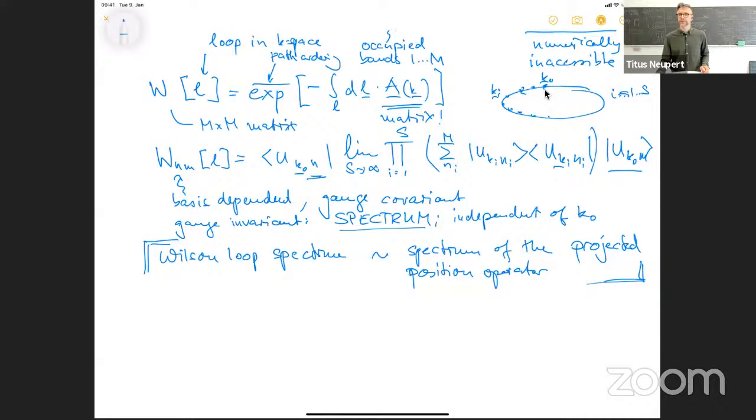The gauge invariant quantity is the integral along a particular closed path. So the gauge invariant quantity is for any chosen path. The path is not gauge dependent. It's the eigenstates on these paths that are gauge dependent. So fixing the path, the spectrum is gauge invariant.